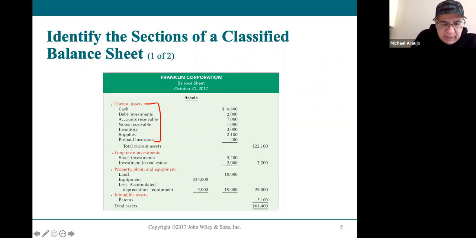Now let me explain the order. Current assets is usually the biggest section of the asset account because there are so many of them. There are two orders for current assets. The first order is called liquidity order. That means that current assets are listed with cash first and all the other accounts that will turn into cash eventually. And then after that, usually it stops at inventory.